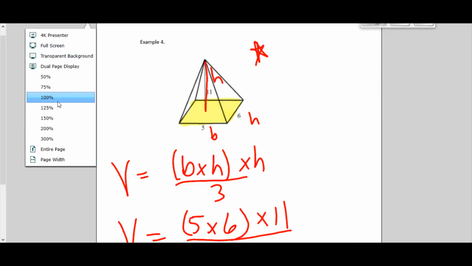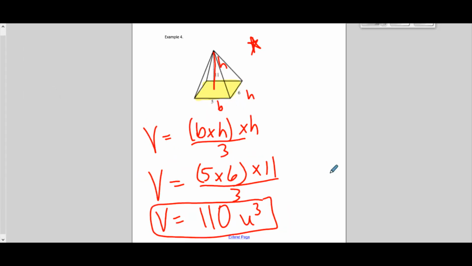Okay, so for this one, hopefully you gave it a try. Here's this worked out. So the base shape was a rectangle, so you should have done 5 times 6 times the height, which is 11. So that would get you 330 divided by 3, and so your volume is 110 units cubed.